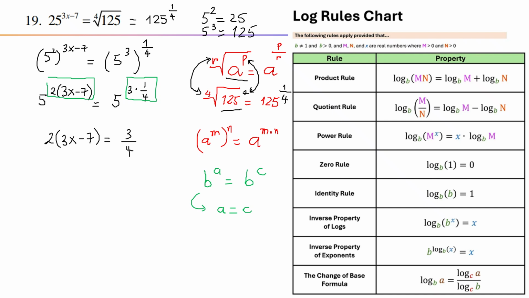To avoid working with fractions on the right-hand side, I will multiply both sides by 4, so that I cancel the 4 at the bottom on the right-hand side, and then I continue to distribute. So 4 times 2 is 8. Now we distribute the 8 inside. 8 times 3x is 24x. 8 times negative 7 is negative 56, equal 3.